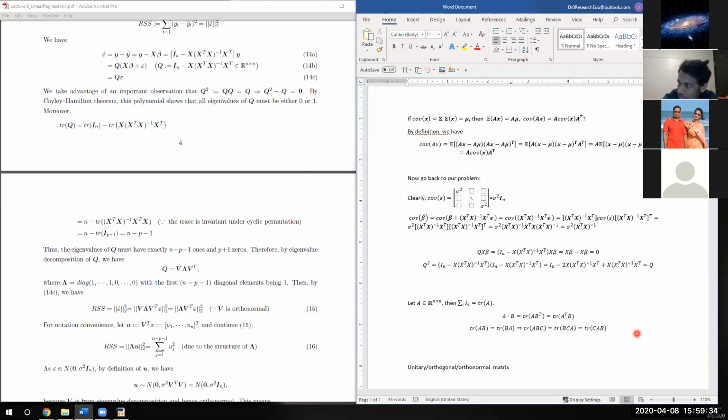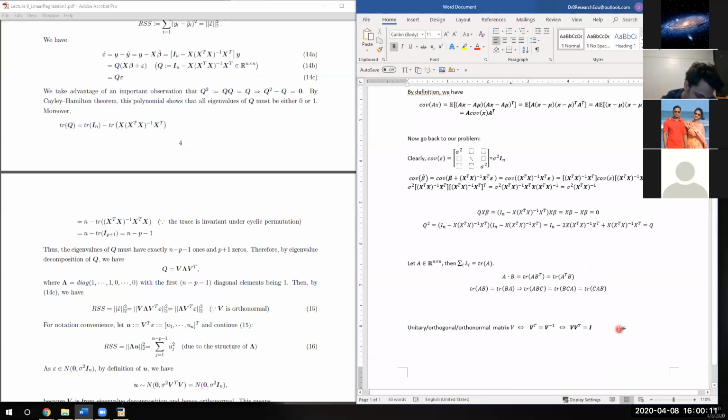So if a matrix, let's say a matrix V, is unitary, that tells you that V^T equals V inverse, which is equivalent to saying that V^T V equals I. So this is the definition of an orthogonal or unitary matrix. But what's the point? The point is that if I have such a unitary matrix inside the norm, I can ignore it.